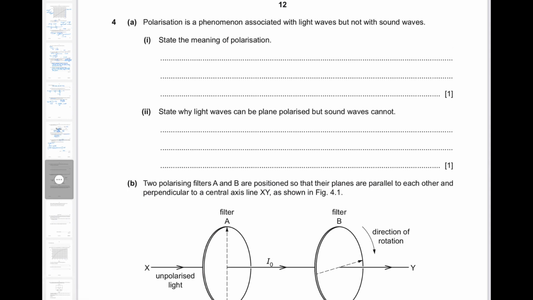Question 4a. Polarization is a phenomenon associated with light waves but not with sound waves. 1. State the meaning of polarization.